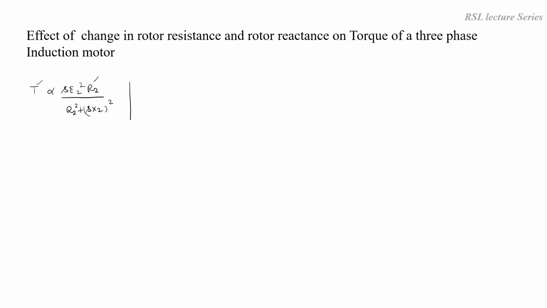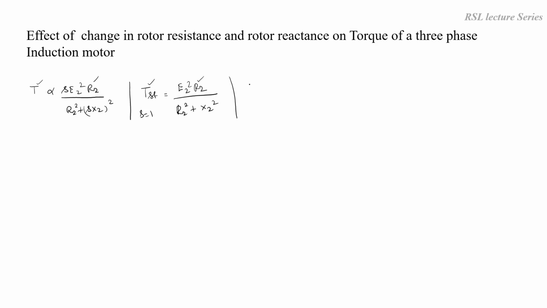Okay. Similarly, the starting torque of the motor is given by, in the case of starting, S is equal to 1. So this can be written as E2 square R2 divided by R2 square plus X2 square. Okay. So here also again, as the rotor resistance increases, the starting torque increases.